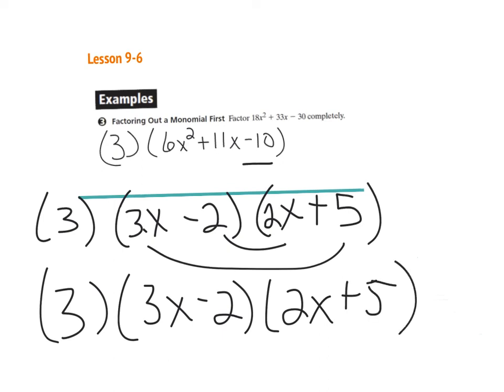And I've had some students ask, does it matter which terms I put in which order? Not really. You can multiply in any order, really. So I do like that 3 out front first, and then I have the linear binomial times a linear binomial. And it's just kind of personal preference in which ones I put in which order. But there you go. The factor of 18x squared plus 33x minus 30, when I factor completely, and notice completely is the right word there, I get the factors of 3 times 3x minus 2 times 2x plus 5.